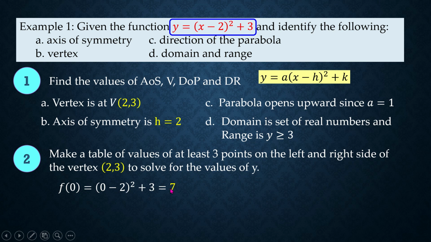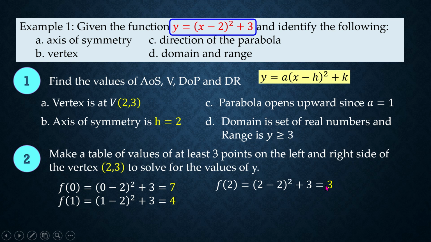4 plus 3, 7. If x is 1, 1 minus 2 is negative 1. The square of negative 1 times negative 1 is positive 1. Positive 1 plus 3 is 4. If x is 2, 2 minus 2 is 0.